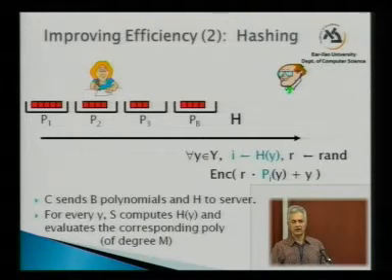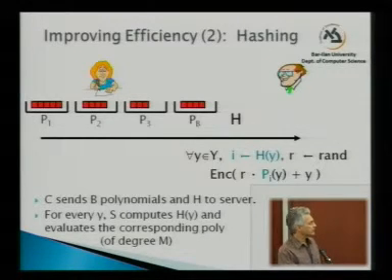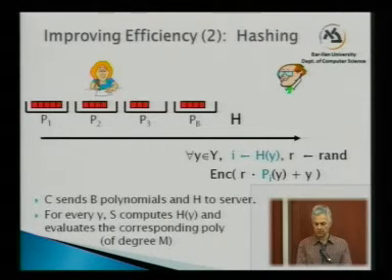and sends the result back to Alice. So what do we gain here? We gain that these polynomials are likely to be of much larger degree than n. So now the server will have to evaluate polynomials of a much larger degree. So let's see what happens.